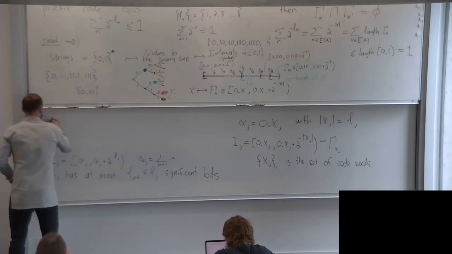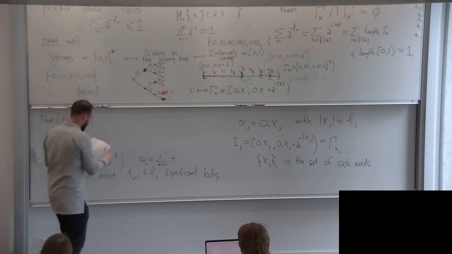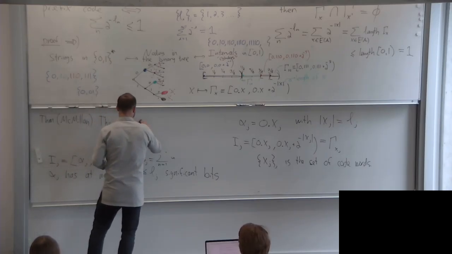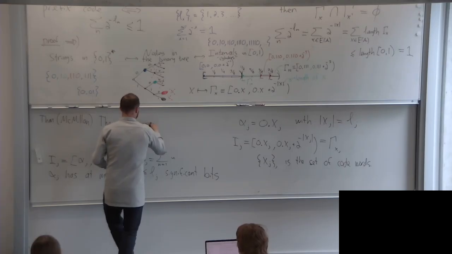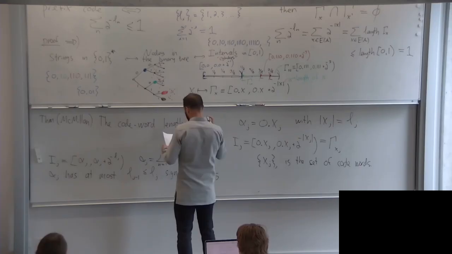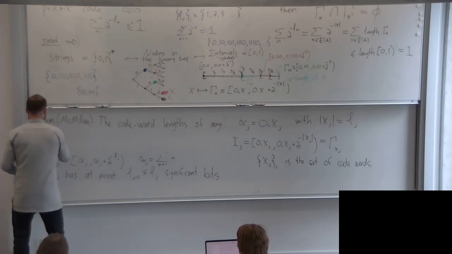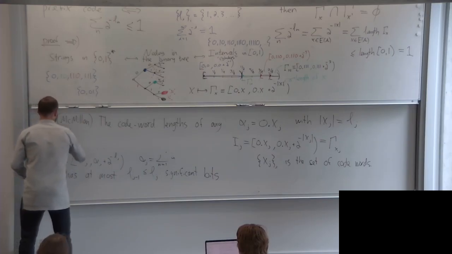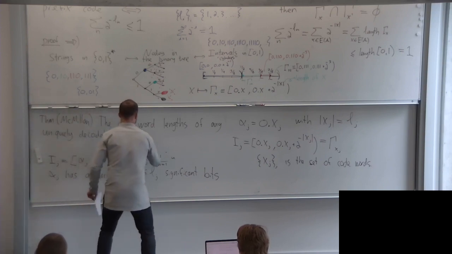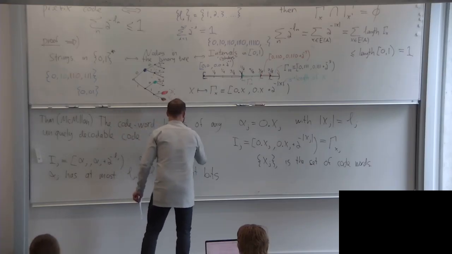So it's a theorem, McMillan's theorem: the code word lengths of any uniquely decodable code satisfy Kraft's inequality.